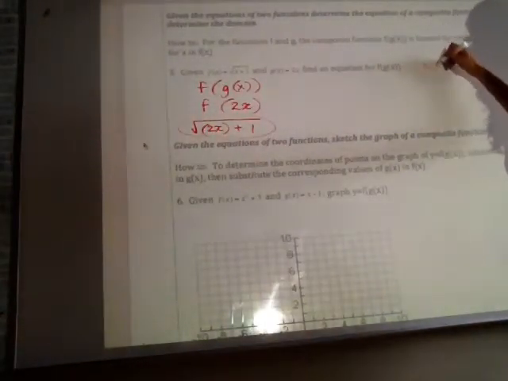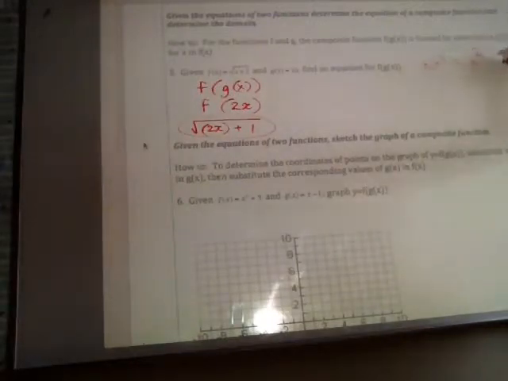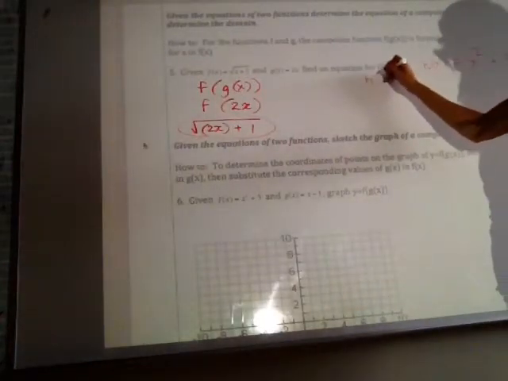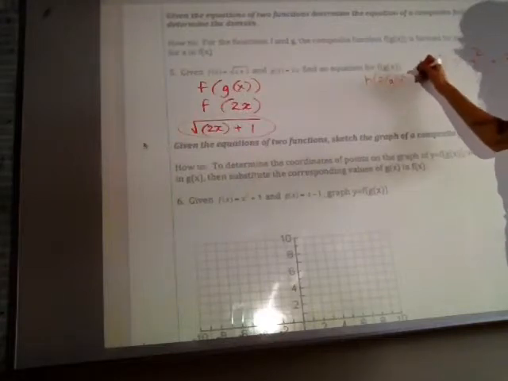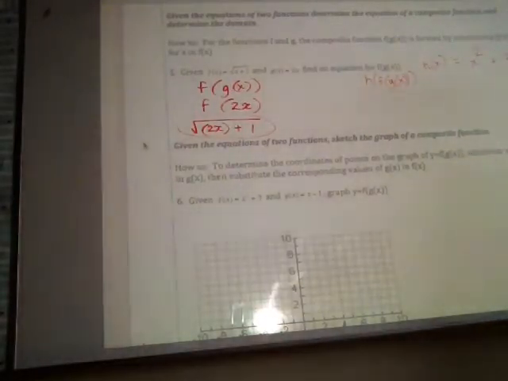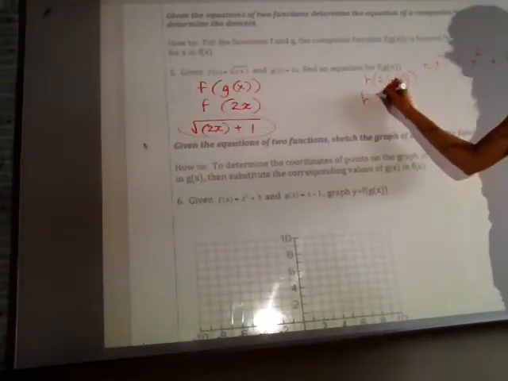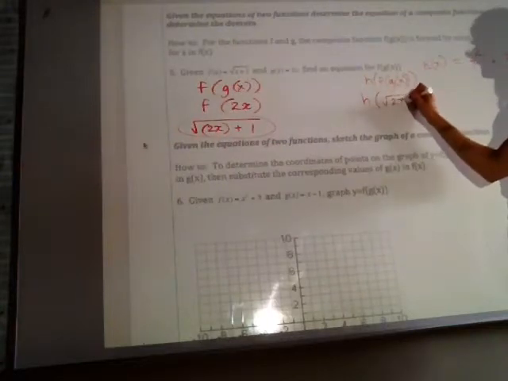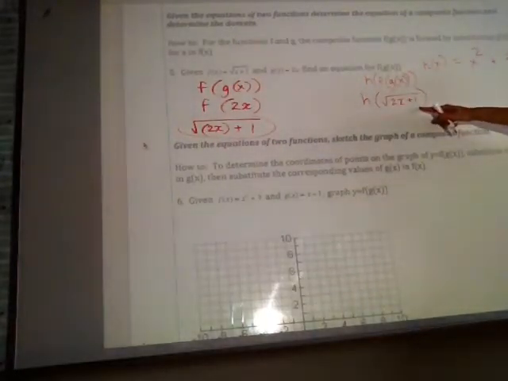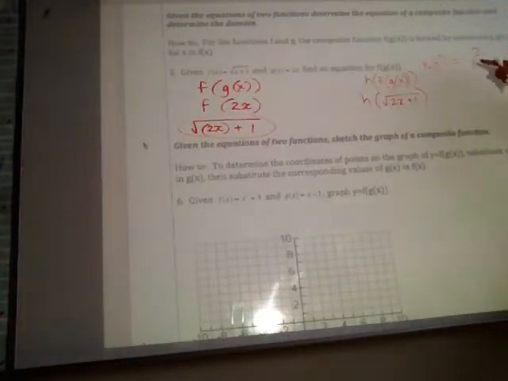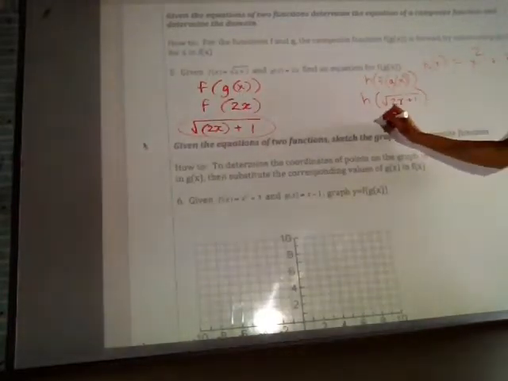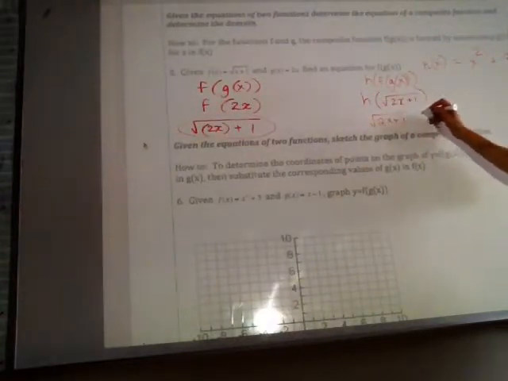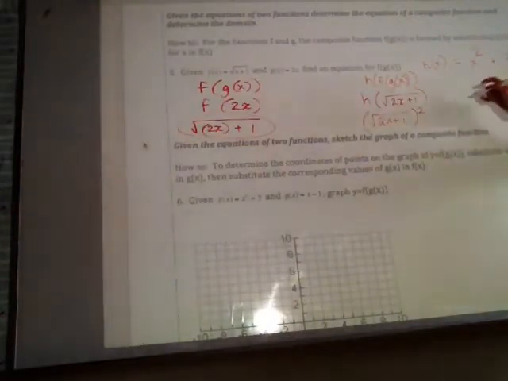Okay, I'm just going to add one. What if h of x equals x squared plus 3? And you're asked to find h of f of g of x. Have we already figured out what f of g of x is? Yes, right here. So we're now going to have h of the square root of 2x plus 1. And we just need to sub in the square root of 2x plus 1 into this x. So we're going to get the square root of 2x plus 1, square that, and then add the 3.